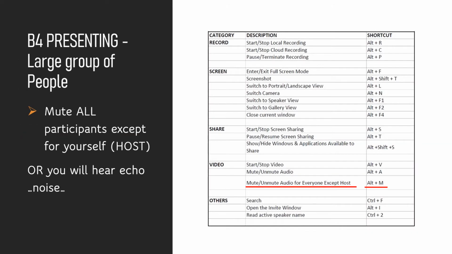So this is the first thing you want to set up in the Zoom meeting before anyone else joins the meeting, which is to set up the microphone. You want to mute all the participants except for yourself. You can simply do that by Alt-M. That way you don't hear any echo or noises in the background. And if anyone wants to ask questions, they could either chat you or they could raise their hand, and I'll show you how they could raise their hands.